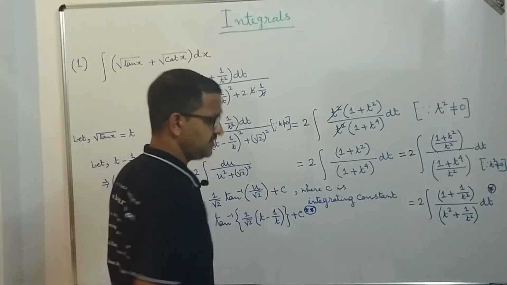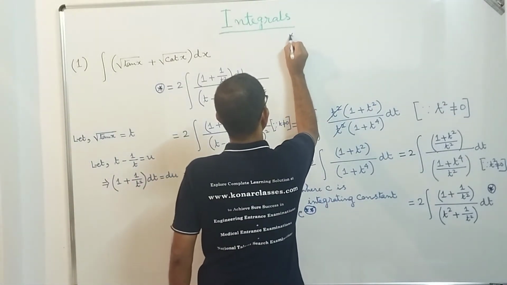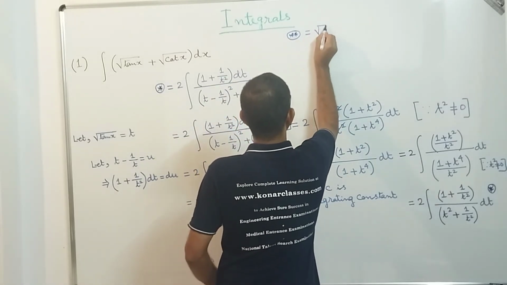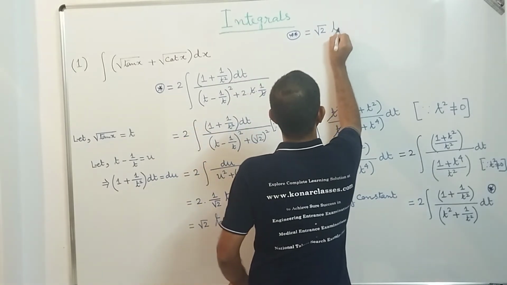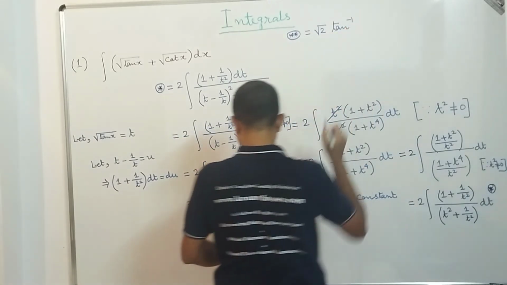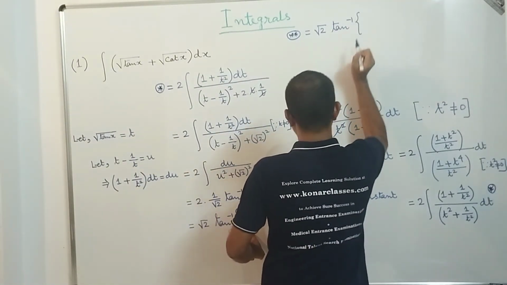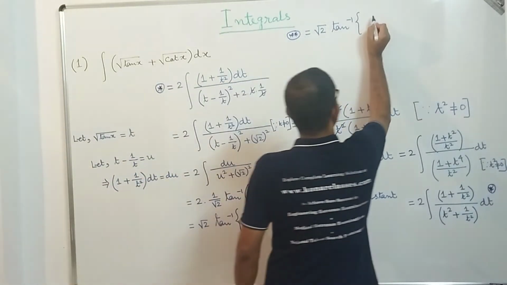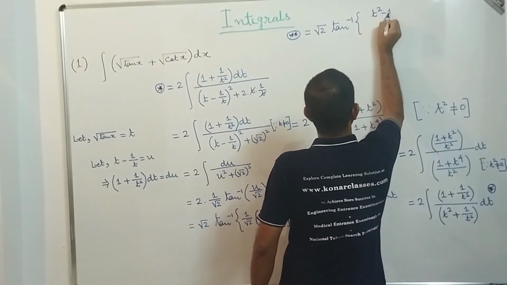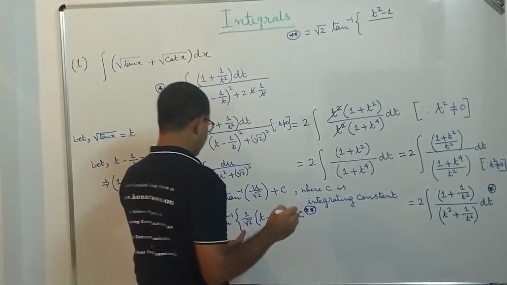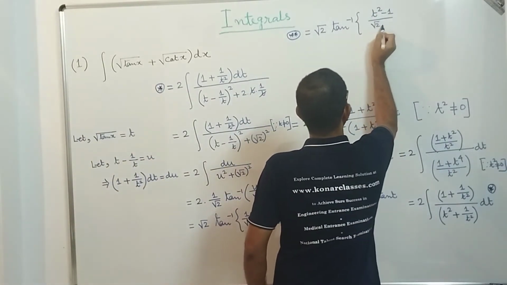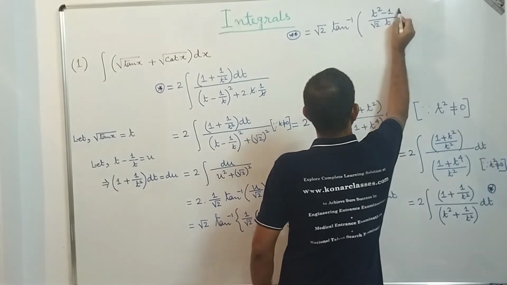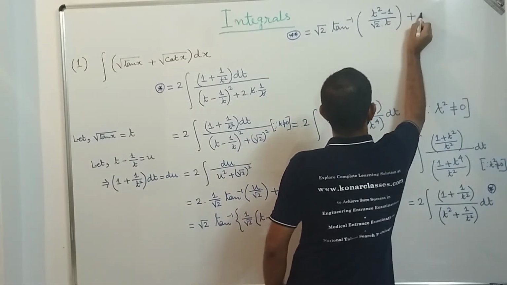So what I am writing here, dear students, is that this is equal to root 2 into tan inverse 1 by root 2. Okay, so t minus 1 by t, that means what? t square minus 1 by t. So we can write t square minus 1 divided by t and root 2, that becomes root 2 into t. So that we can write in the first bracket plus c, the integrating constant.